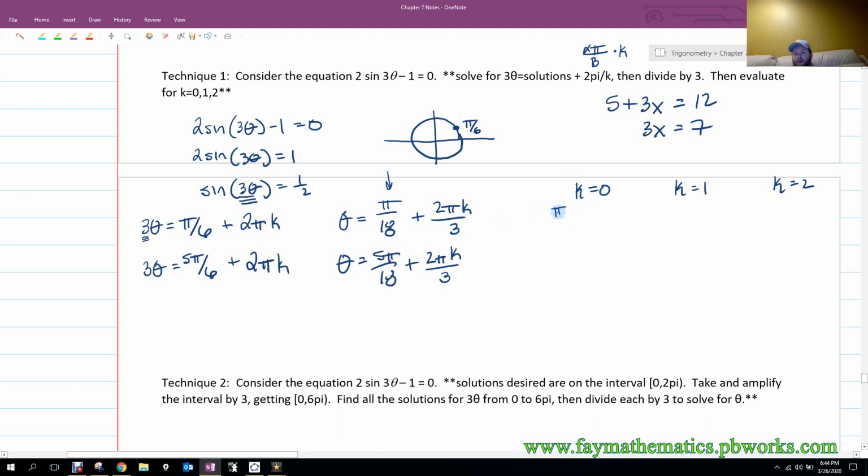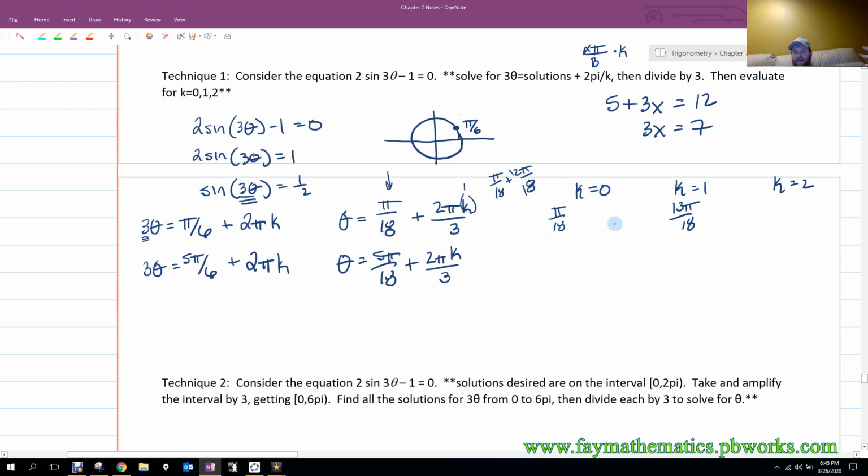So now it's just a matter of plugging in k and evaluating. So you get pi over 18 plus, if k is 0, this goes to 0. So pi over 18 is my first answer. Then when k is 1, this becomes a 1 here. So I've got pi over 18 plus 2 pi over 3. And remember, adding fractions here, I need a common denominator. So I'll multiply the bottom by 6 to get 18, so multiply the top by 6 to get 12 pi. And then add the numerators. So I get 13 pi over 18.